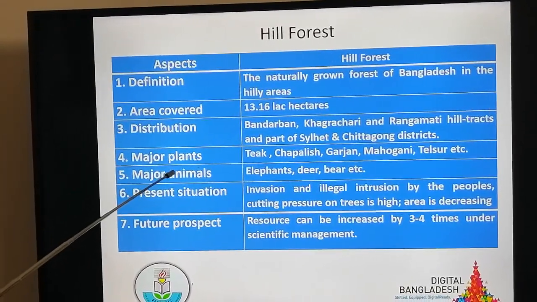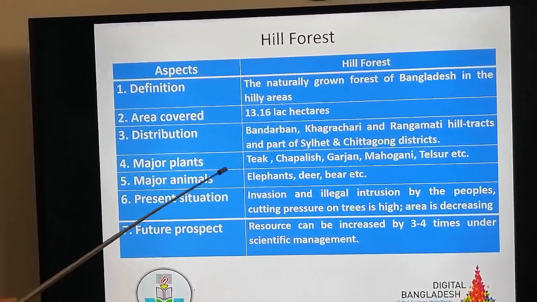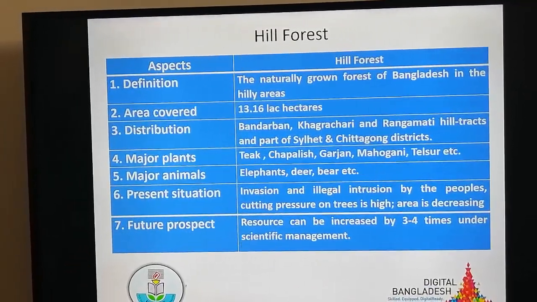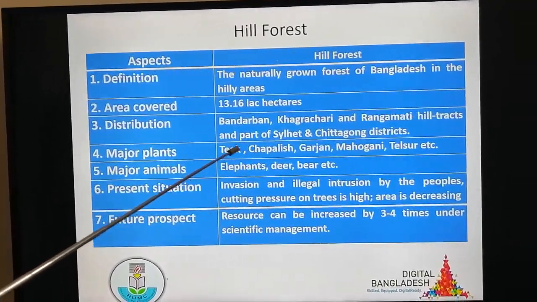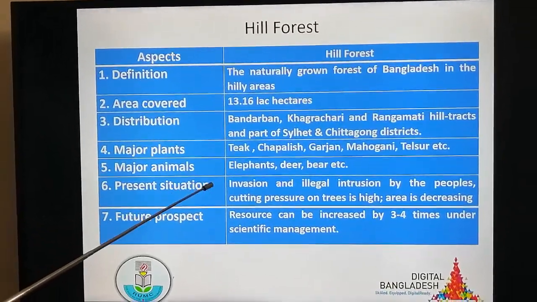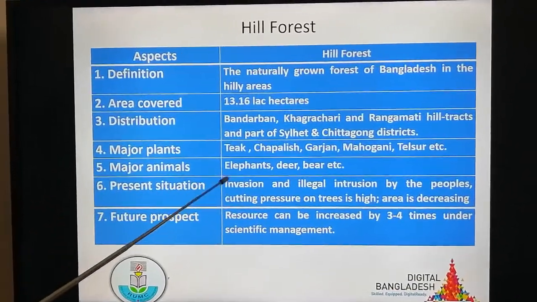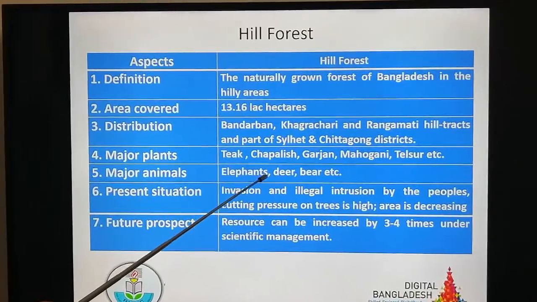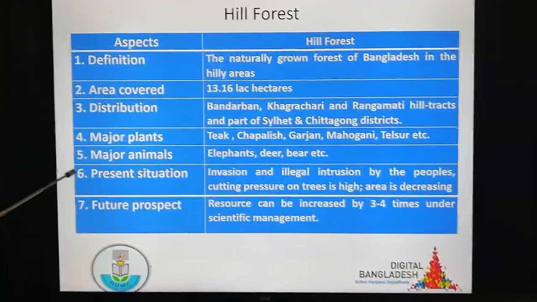What are the major plants in the hill forest? Teak, chapalish, gurjon, mahogany, telshu, etc. What major animals can be seen in the hill forest? That are elephants, deer, bear, etc.